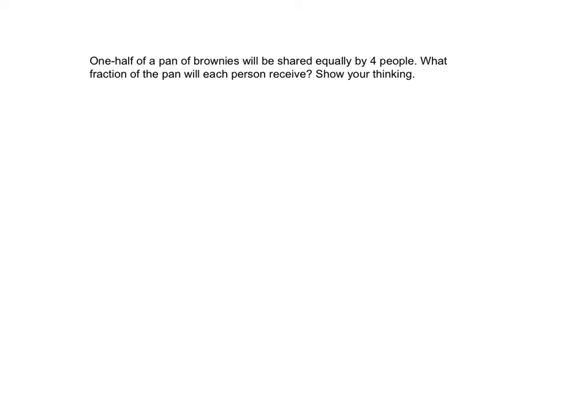1/2 of a pan of brownies will be shared equally by 4 people. What fraction of the pan will each person receive? Show your thinking.